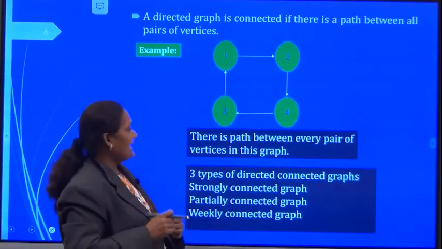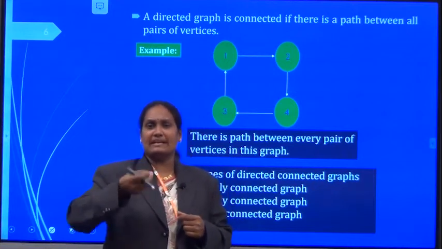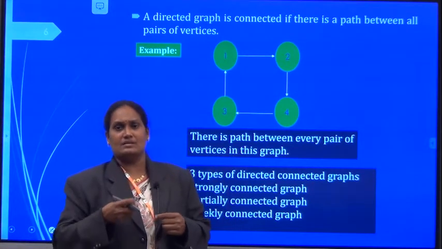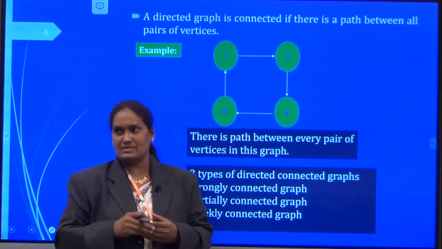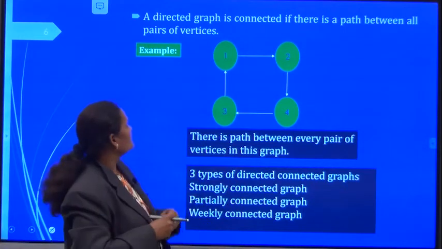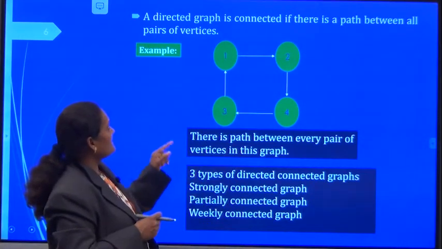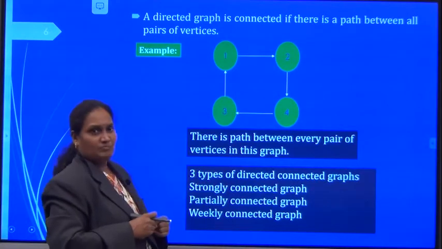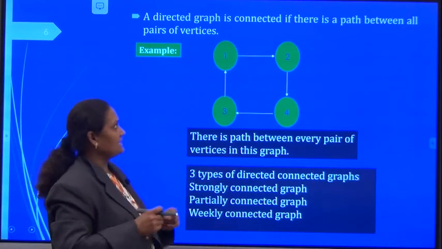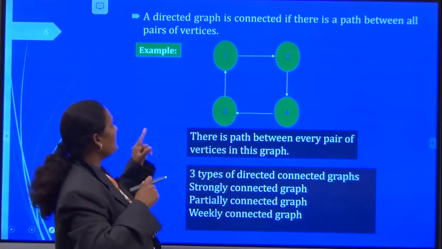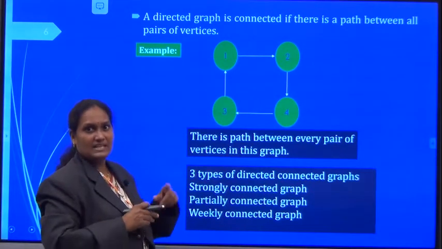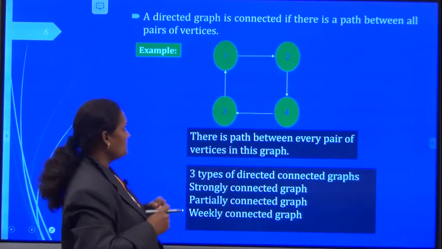Now coming to directed graphs. Till now we explained connected components and connected graphs in terms of undirected graphs. But what about directed graphs? Let us see. A directed graph is said to be connected if there is a path between all pairs of vertices.